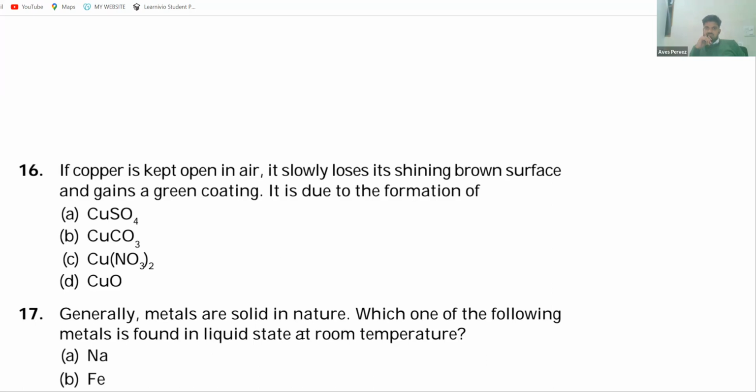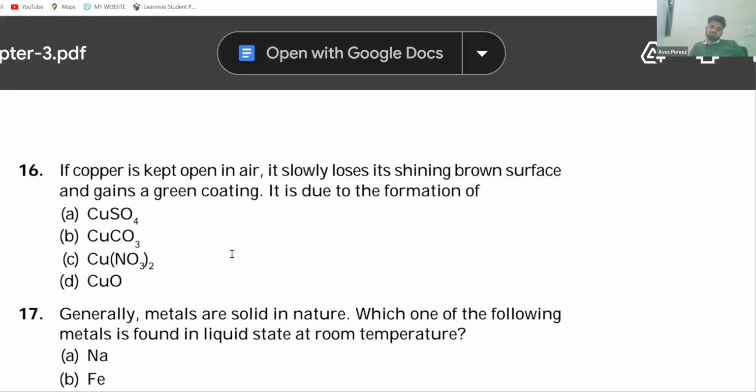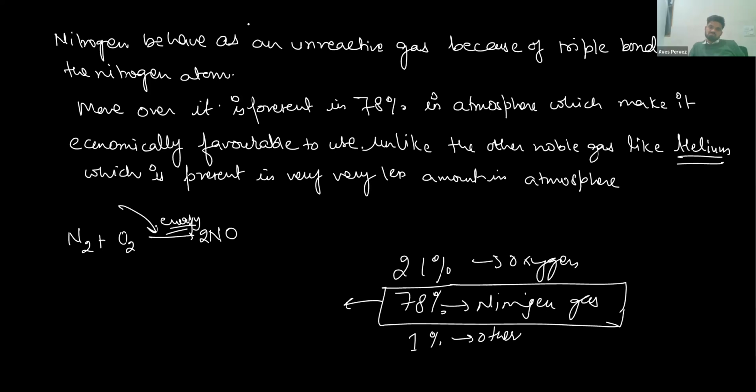Sir, it also happened with the Statue of Liberty in America. Before, it had a shining brown surface, now it has turned green. It is copper carbonate, not copper sulfate. Copper carbonate, not copper hydroxide. I have written this one. Can you copy that? This is copper carbonate, not copper hydroxide.